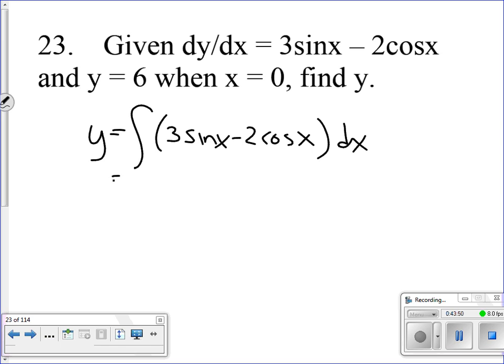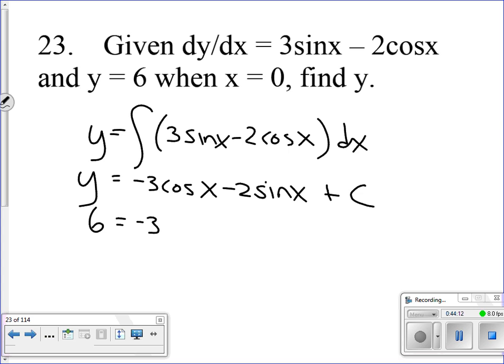So we take the antiderivative. Now remember, the antiderivative of sine is negative cosine, so it would be negative 3 cosine x. The antiderivative of cosine is sine, so minus 2 sine x plus c. Then we use the given point to find c. So we put 6 in for y and 0 in for x.